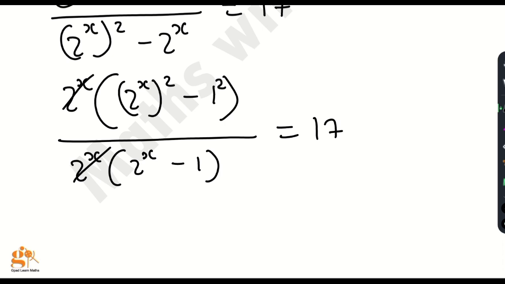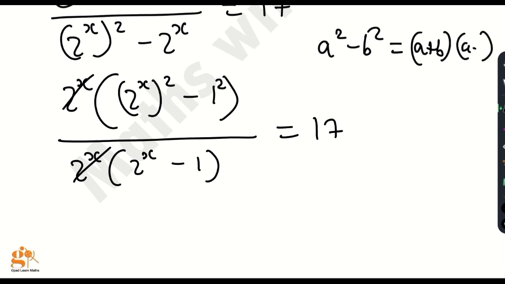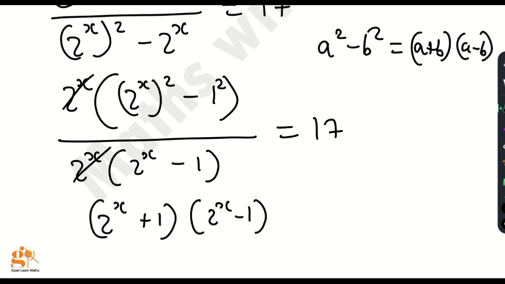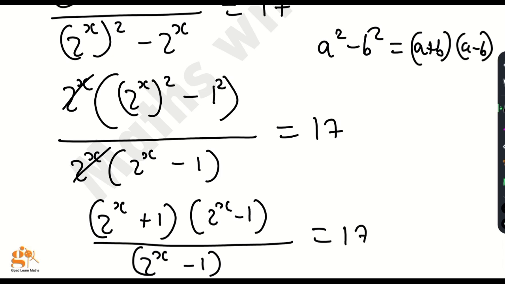Now, using difference of 2 squares, if you have a squared minus b squared and you want to factorize this, you have open 2 brackets and write a plus b in one of the brackets and then a minus b in the other bracket. That's what I'll do here. So I'm going to have 2 raised to the power of x plus 1, and then 2 raised to the power of x minus 1, all divided by 2 raised to the power of x minus 1. And this is equal to 17.